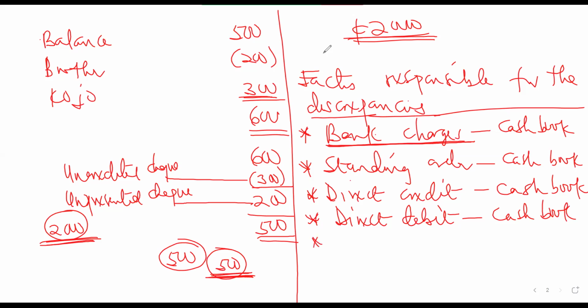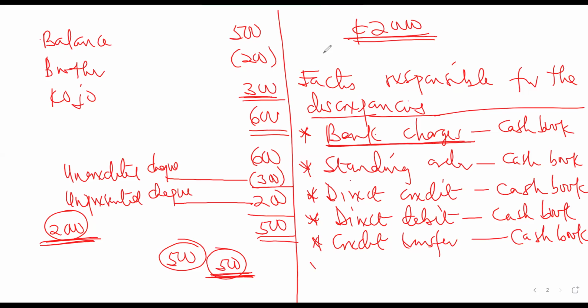So another one is what we call credit transfer. Credit transfer can be a situation where the bank will transfer money from, maybe you are having two accounts, a deposit account and a current account. So the bank has transferred money from your deposit account to your current account without your knowledge, and you are not aware. If you should be aware of that, that will also be increasing your cash book balance.